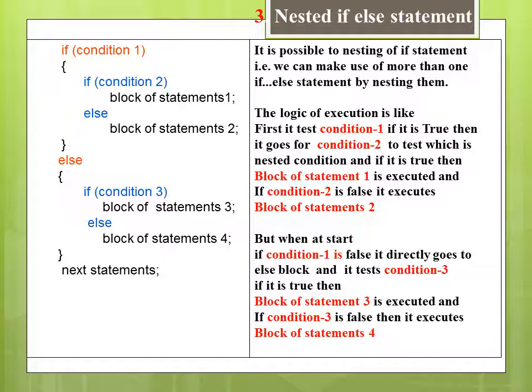The logic of execution is like: first, it tests condition 1. If it is true, then it goes to test condition 2, which is the nested condition, and if it is true, then block of statement 1 is executed, and if condition 2 is false, it executes block of statement 2.